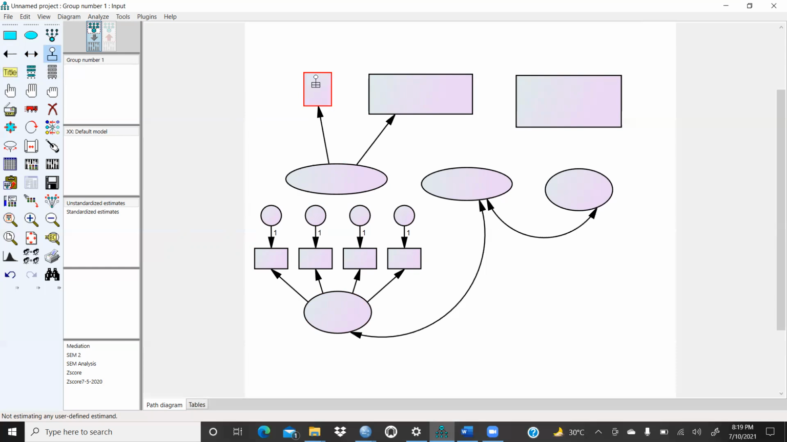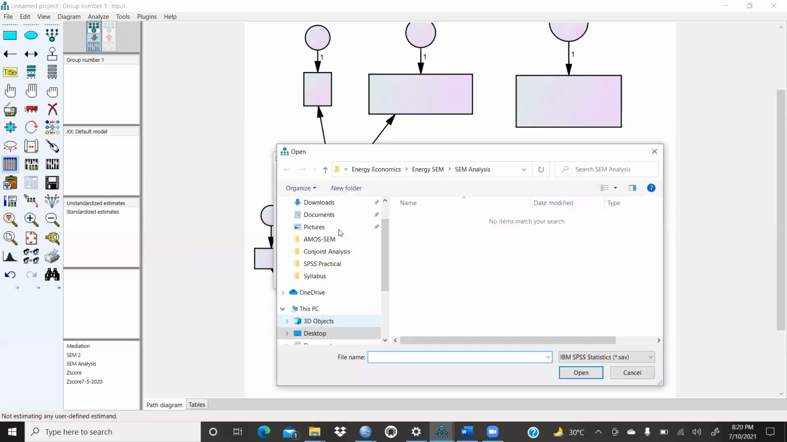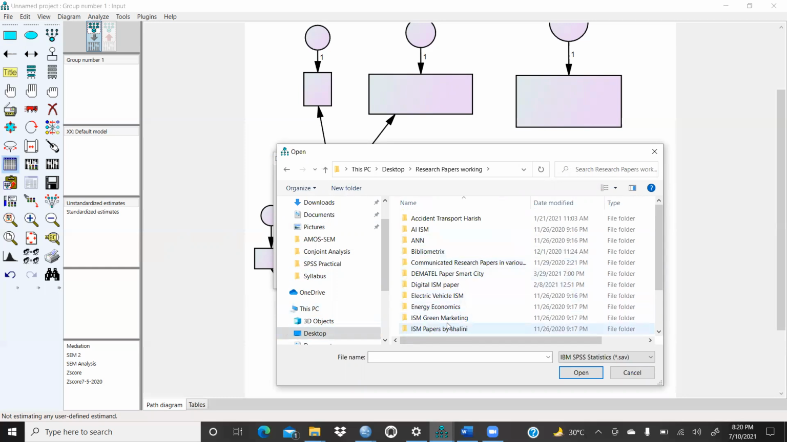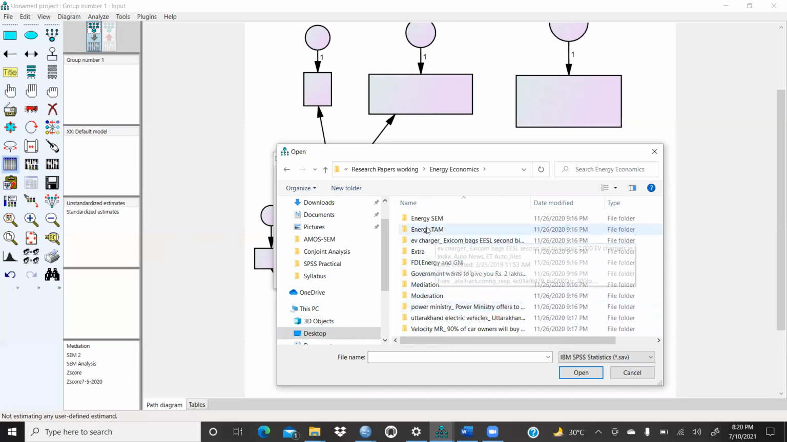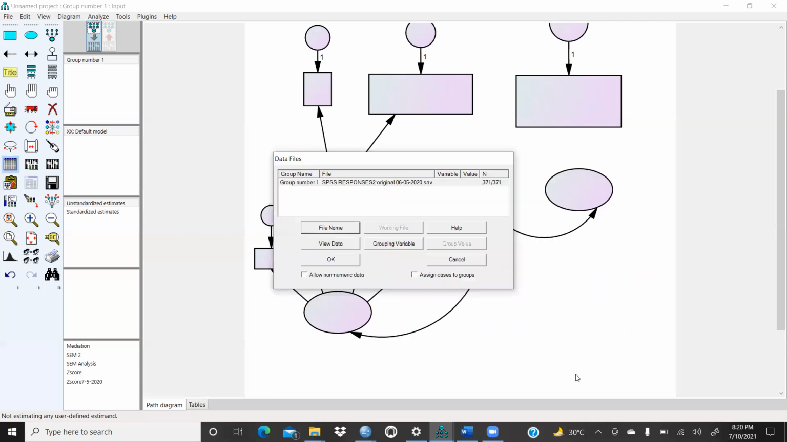So I would like to give the error term to a particular variable. Let me first call one file here. Let's say there is the file name. I would like to open one file, and this is my file.